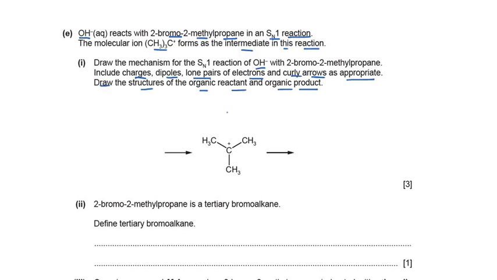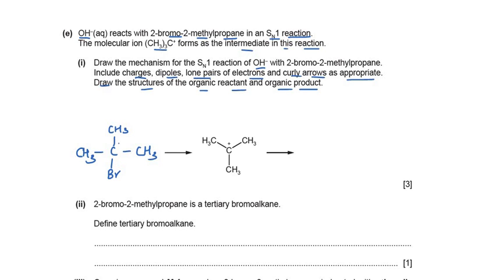The intermediate here is shown with the carbocation form. Now let's first draw 2-bromo-2-methylpropane. If it is a propane, we need to draw 3 carbons with bromo on the second position and methyl again on the second position. So here is our compound.